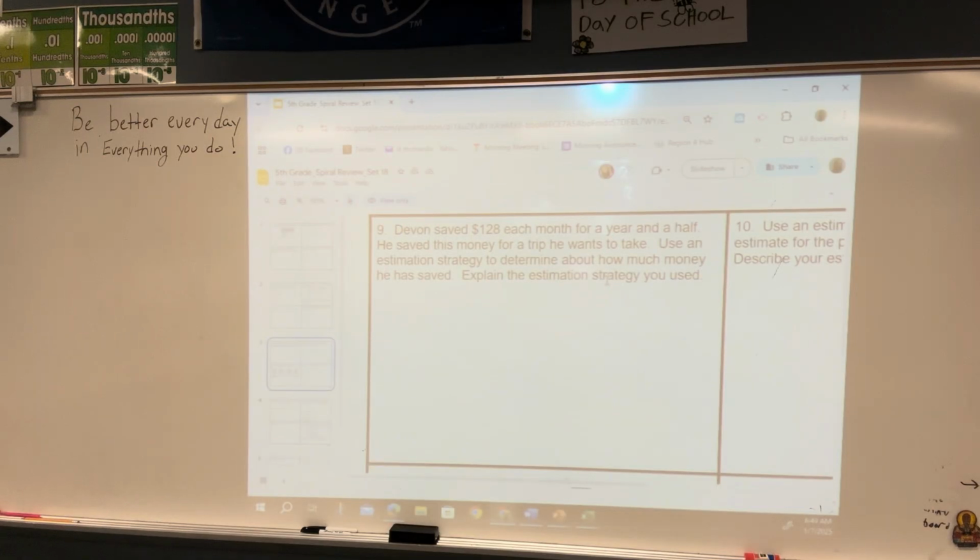Spiral Review 18, problem number 9. Devin saved $128 each month for a year and a half. He saved this money for a trip he wants to take. Use an estimation strategy to determine about how much money he has saved. Explain the estimation strategy you used.